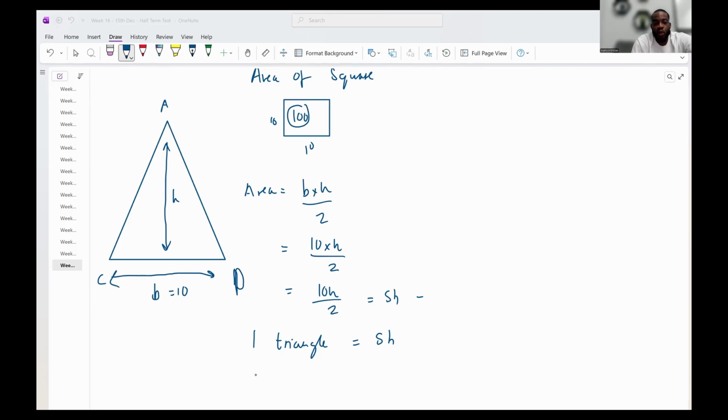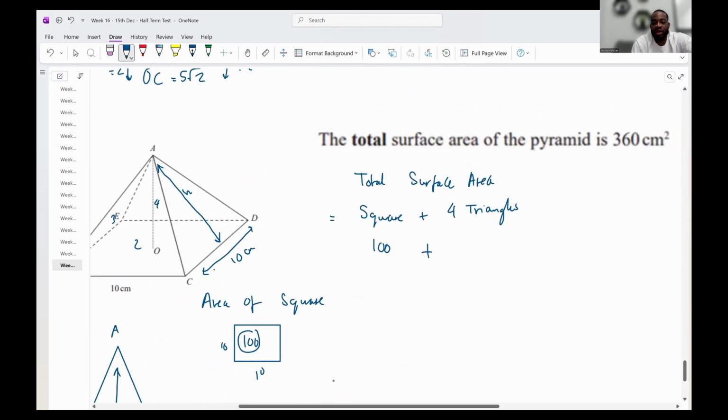Yeah? So, what is the area of the four triangles, guys? If one is 5h, what's the area of four of them? Exactly. Fantastic, Amari. We just times by 4. 5h times by 4 is 20h. So the four triangles have a combined surface area of 20h, which means that we can put 20h here. And then now remember, they told us that the total surface area is 360. So we get this equation here. Is everybody happy with this? It's super, super important. I want everyone to tell me yes or no.